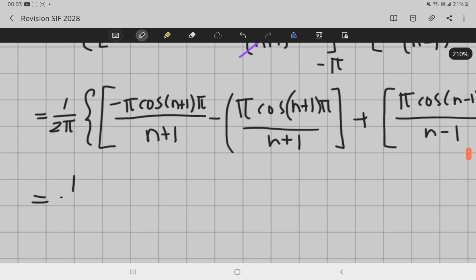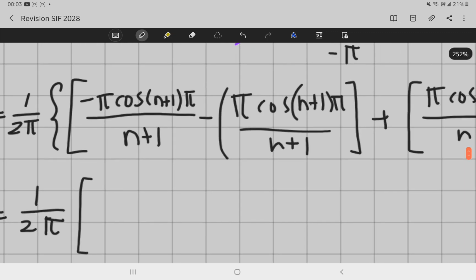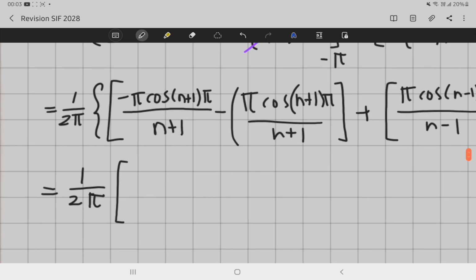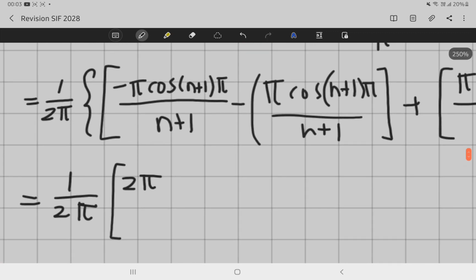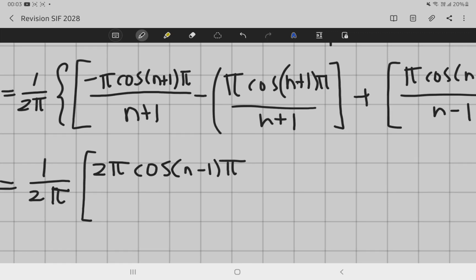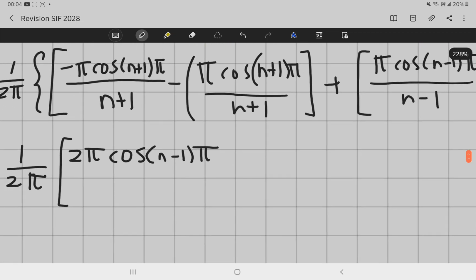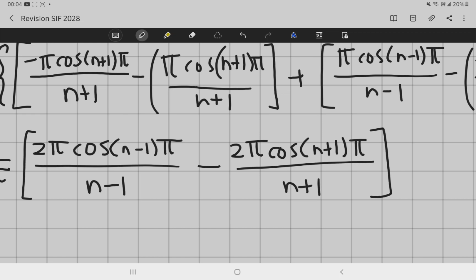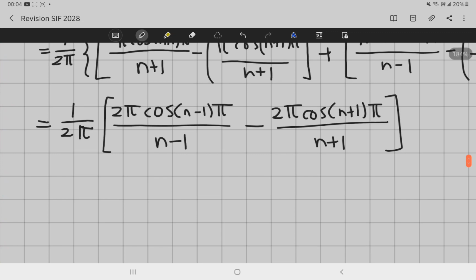So 1 by 2 pi, so it's minus 2. So let me write this first, because it's plus 2 pi cosine (n minus 1) pi over n minus 1, then minus 2 pi cosine (n plus 1) pi over n plus 1. So this is our final, not final actually, this is the n.